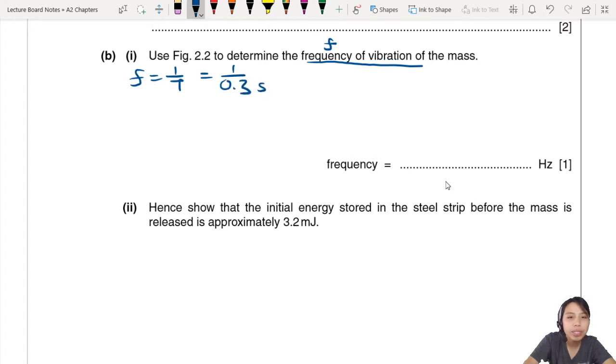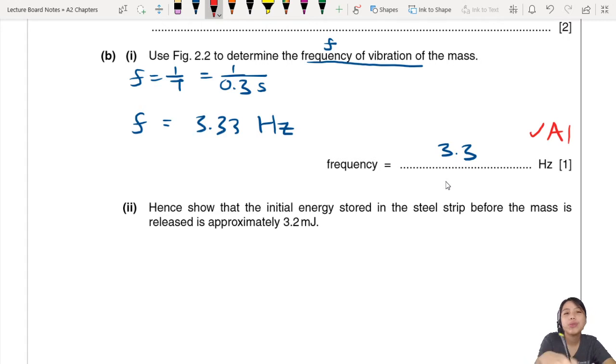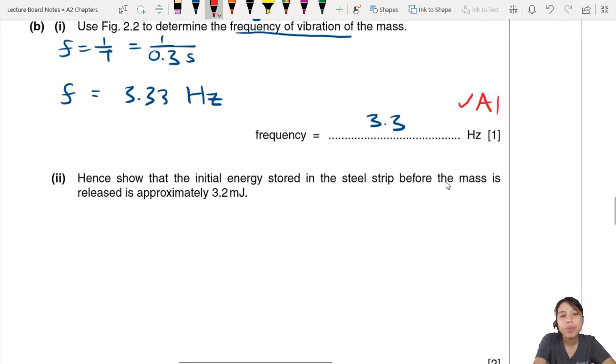1 divided by 0.3 seconds. So that will mean my frequency is 3.3333333 hertz. It's fine. I'll just say 3.3. Okay, 1 mark. This is not AS anymore. If not, they may give 2 marks. Maybe. Okay.